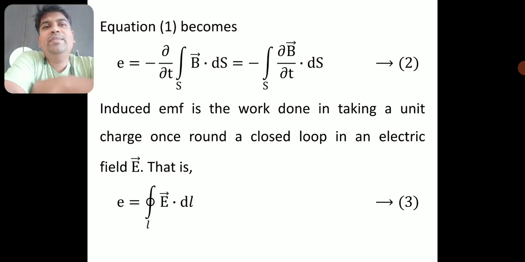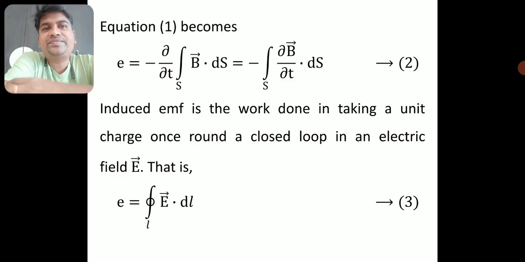Now the induced EMF is actually the work done in taking a unit charge once around a closed loop in an electric field. That is the definition of EMF. It is nothing but the work done taking a unit charge one round in a closed loop in an electric field. So I can write this EMF as the line integral of E dot dl. From the basic definition of induced EMF, I can write this as the line integral of E dot dl. It is nothing but the work done. So work done is E dot dl.